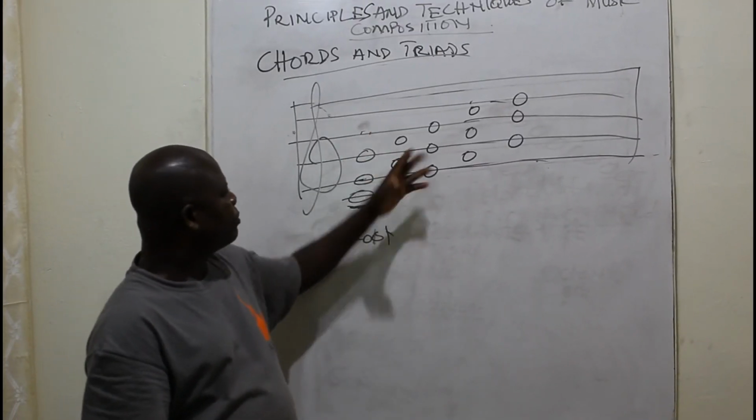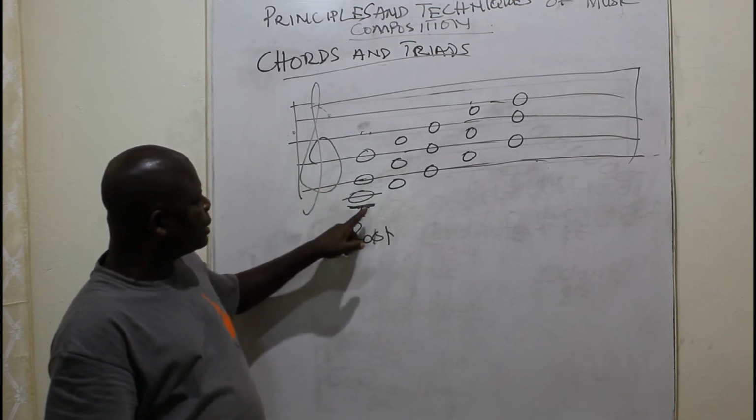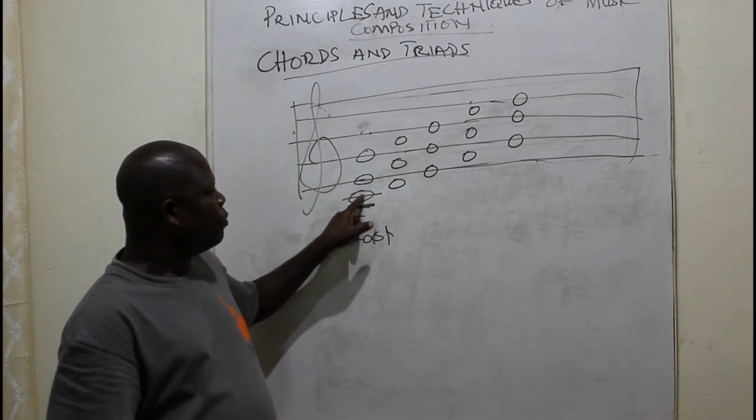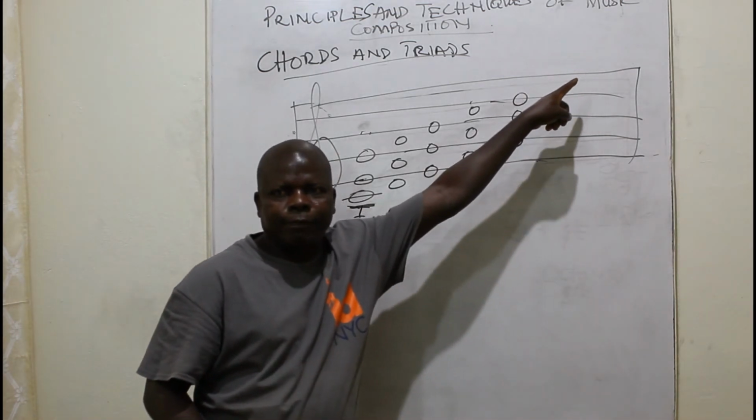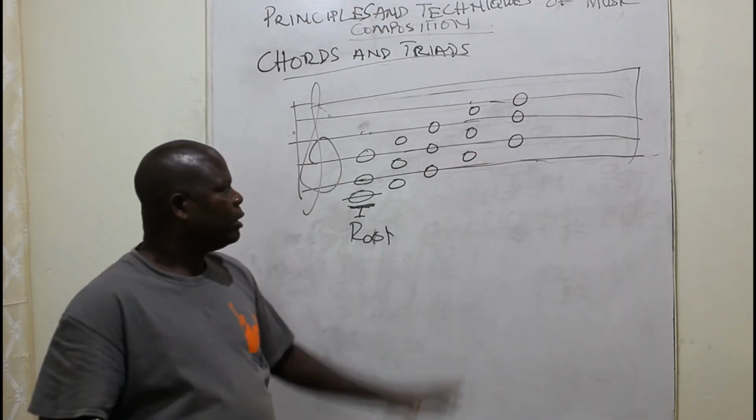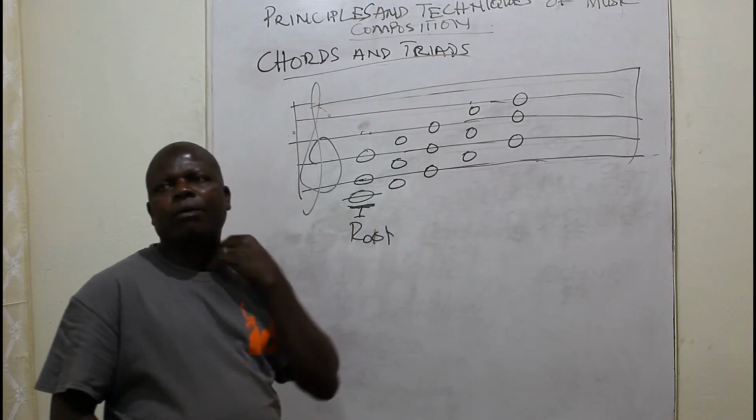So you can continue. If you write that, you can see that this is the tonic: do, re, mi, fa, so. You can continue up to the octave, and those are chords.